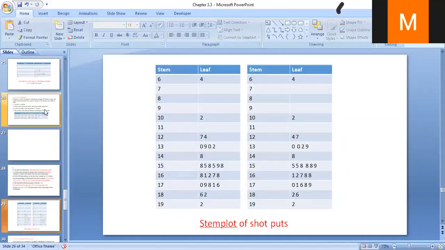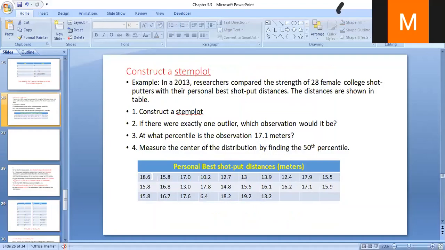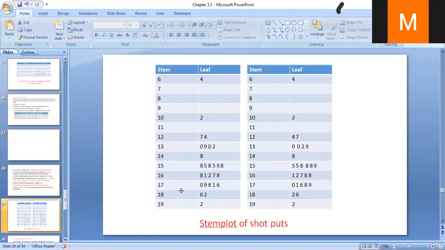And then 18 you find here 18.6, 18.2. And you put on this one, 18.6, 18.2. And 19 we have 19.2. That is out after you click every number in this one.